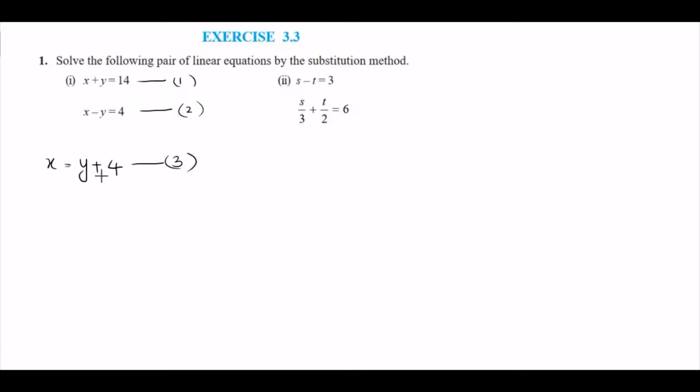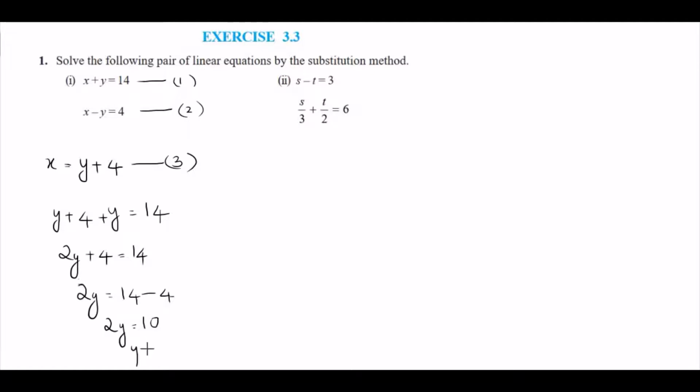Now, you have to substitute this value of x in the first equation. So you get y plus 4 plus y is equal to 14. This is a linear equation in one variable, so it will be easy for you to solve. So you get 2y plus 4 is equal to 14. 2y is equal to 14 minus 4. That is, 2y is equal to 10. y is equal to 10 by 2, that is 5. So here you get the y value as 5.